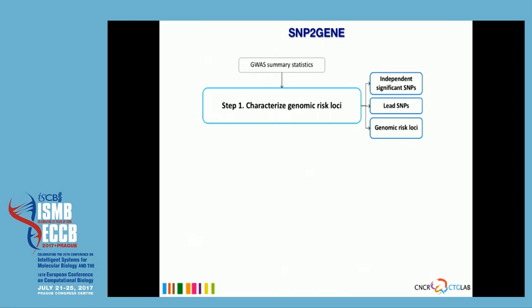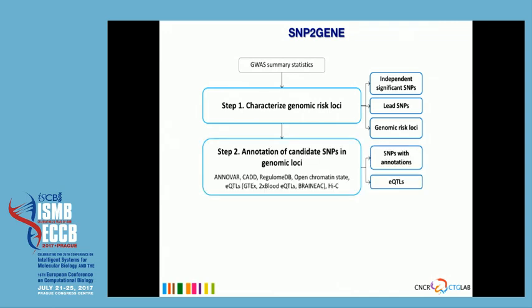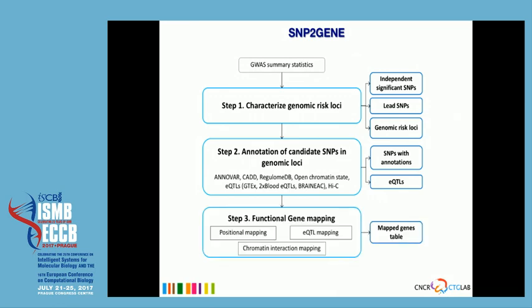So in the SNP to gene process, starting from the GWAS summary statistics, we first characterize genomic risk loci by correcting for LD. And here we provide you the list of lead SNPs and the genomic risk loci. And all the SNPs which are in LD of lead SNPs are passed to the second step, which is the annotation of SNPs. Here we perform ANNOVAR and annotate several variant scores and eQTL and also Hi-C. So using this information, we finally perform the gene mapping.